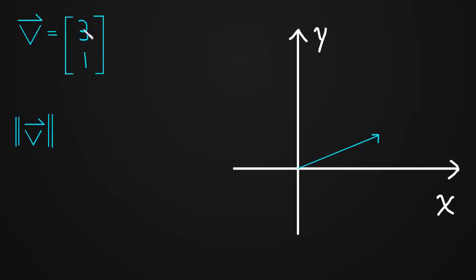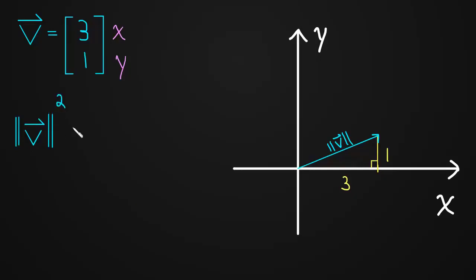So going back to our vector V, we have its x component is 3 and its y component is 1. So that simply means we've moved over 3 in the x direction and up 1 in the y direction. And now we've formed a right triangle. And it turns out that the length of this vector is just the hypotenuse of this triangle.